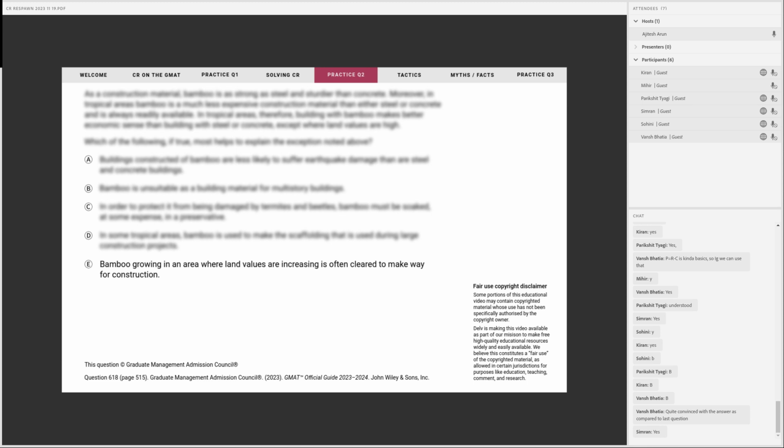But at the end of the day, what is happening? Option E is just telling us that bamboo is removed from an area to make way for construction. So imagine that this is the area on which you're about to build. Now, if you're about to build over there, isn't it okay to say that, yeah, the bamboo that is on that area is removed, right? That doesn't stop you from building with bamboo, right? Just because you need to clear the area, because obviously you need to clear the area.